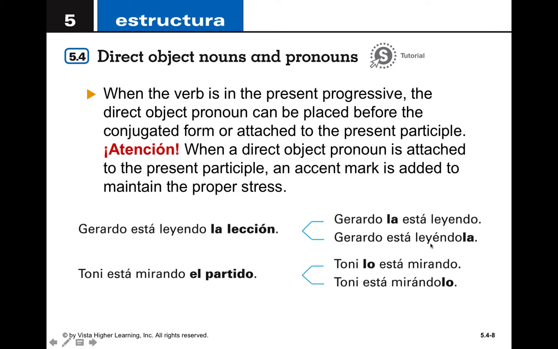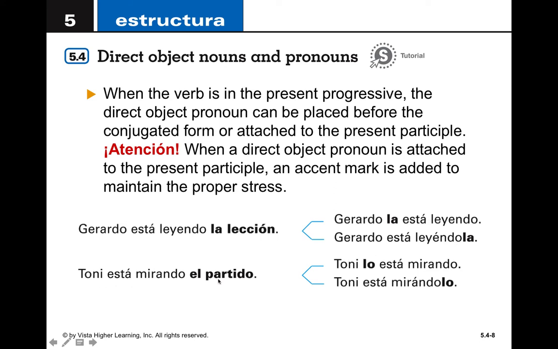Or we say Gerardo está leyéndola, right? So here we can connect it to the leyendo, but then we have to write that accent mark over the E there, right? So it always goes in the last vowel in the endo or ando or iendo. That's where you would write the accent mark.